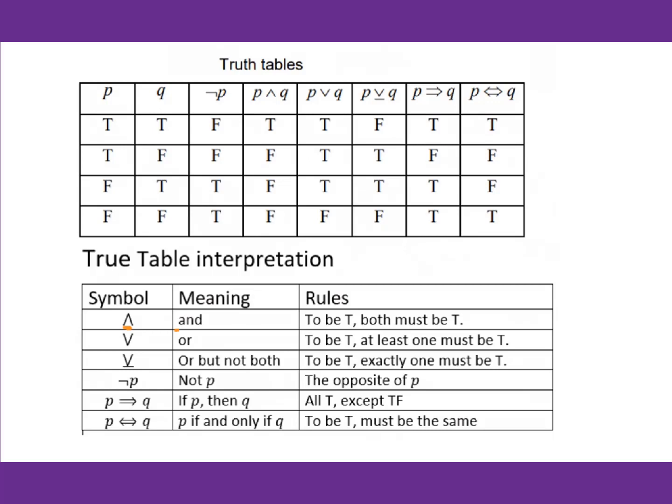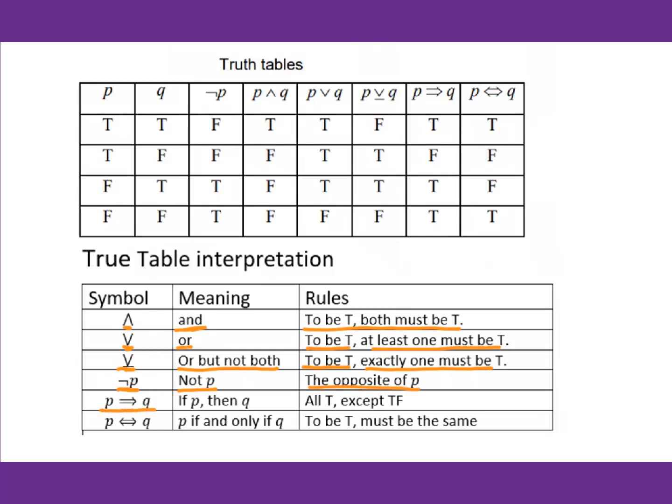This symbol means and; to be true, both must be true. This symbol means or; to be true, at least one must be true. This symbol means or but not both; to be true, exactly one must be true. This symbol means not P, the opposite of P.